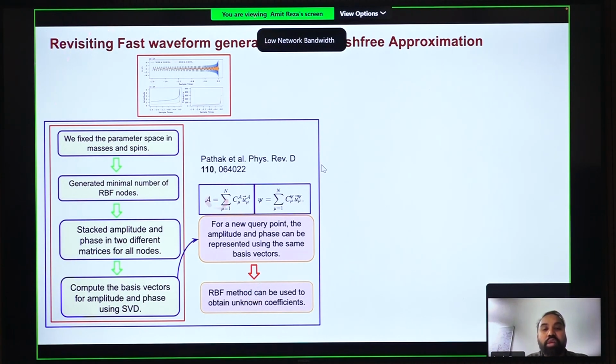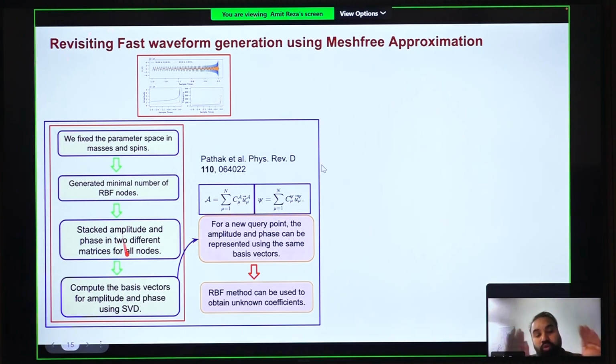That means when you're talking about the amplitude for a new query point, or the phase for the new query point, you need to estimate the coefficient only, for the amplitude and for the phase. Whereas the basis vectors which you obtain from the given nodes are fixed. So if you're able to estimate these coefficients through our radial basis function, then it is done, and you can get good predictions of your waveform.